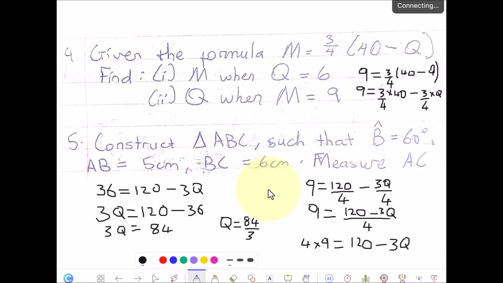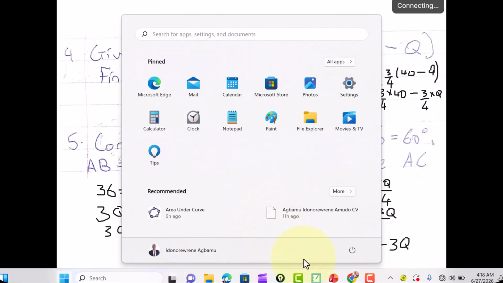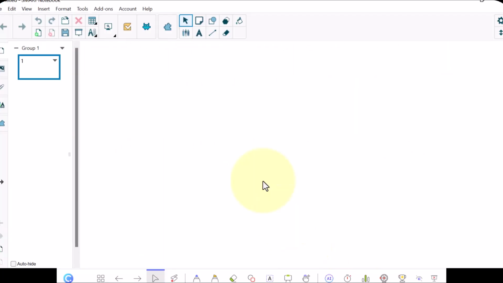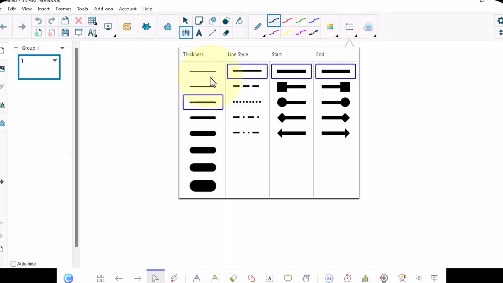Now let's go to our page where we're going to draw. I'm going to use the Smart Notebook to do this work. Now let me open the Smart Notebook. So this is our Smart Notebook page. As I said in the other place, take note, the triangle is ABC. Get your pencil, sharpen it well. Let me use a thin line. Let me check. So I need a very thin line. Okay, let me use this one.